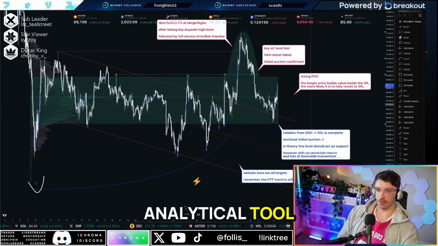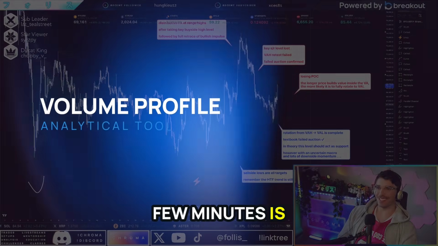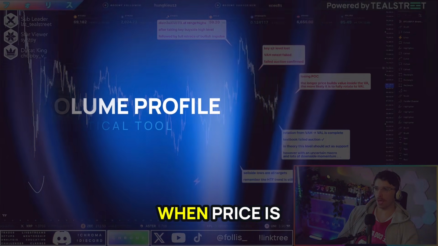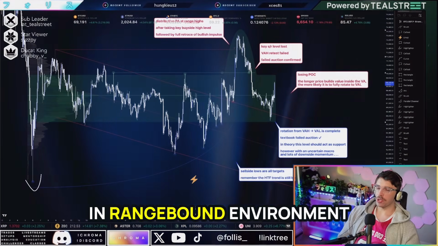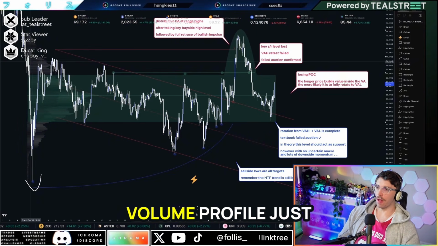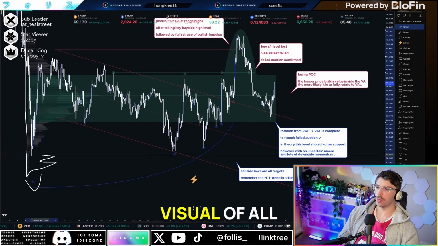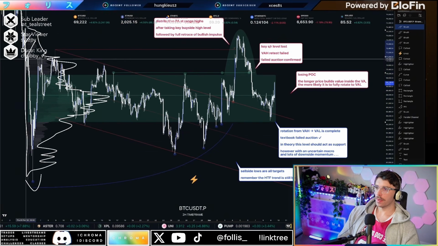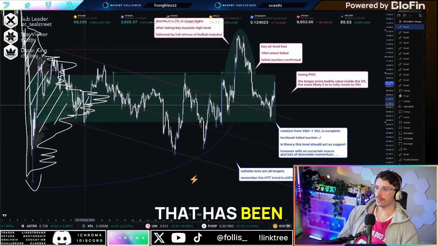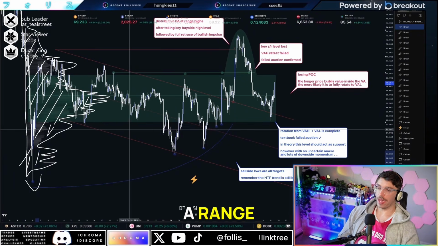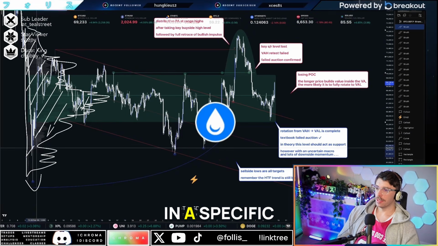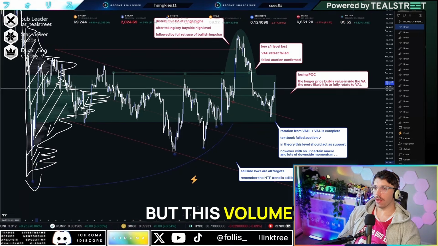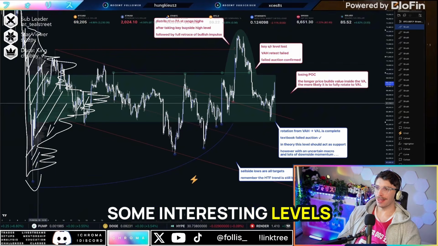The analytical tool I want to cover over the next few minutes is volume profile, and why this can often give you quite nice reads when price is in a range bound environment like this. So obviously a volume profile is just a visual of all of the volume that has been traded in a range, in a specific amount of time, in a price leg perhaps. But this volume can give you some interesting levels.